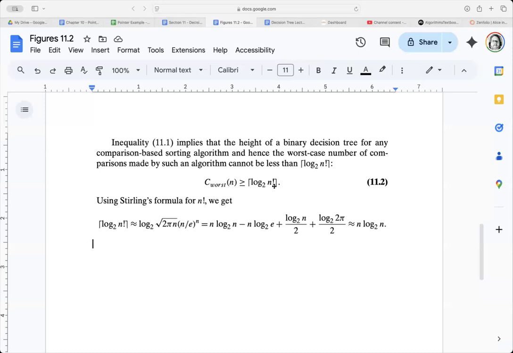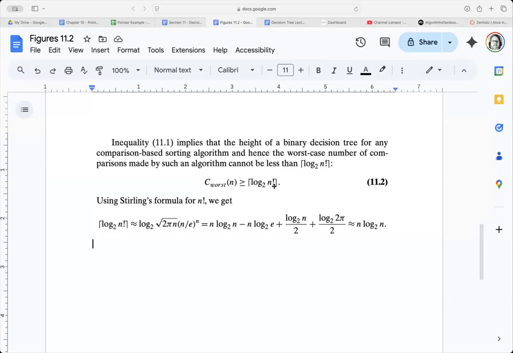Okay. So looking at the inequality in 11.1, we get that the number of comparisons made is the height of the tree. So in any given run through, the number of levels that we go through will be the number of comparisons that we make to get to a leaf node that has the answer. Okay. So that can't be less than the log 2 of n factorial, from that formula. So we have our inequality 11.2 that the C worst of n is greater than or equal to the log 2 of n factorial. Again, the ceiling of that.